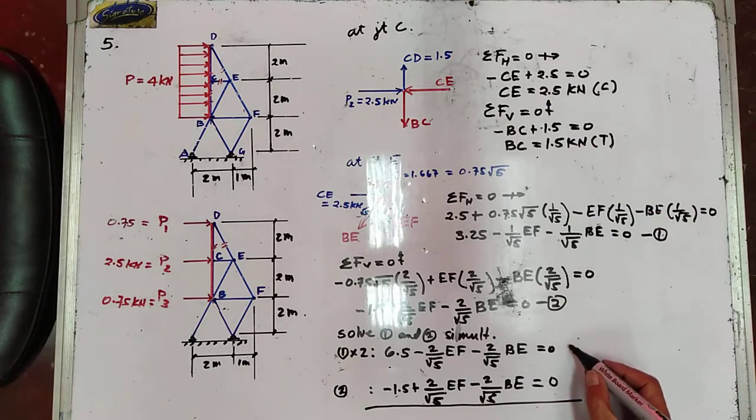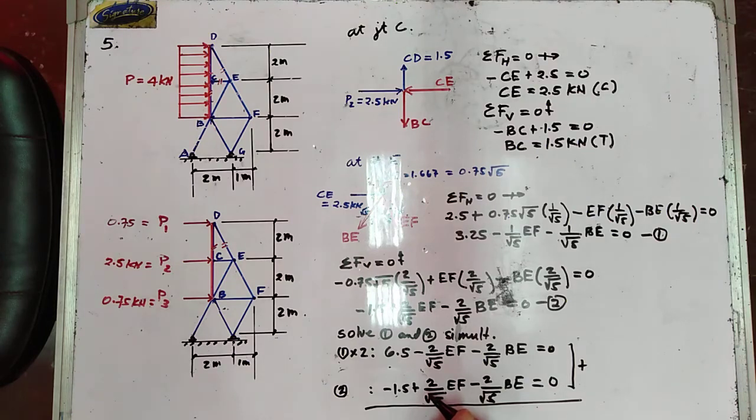So let us try to add the two equations. Then this is equal to, so we have 6.5 and then 1.5 is 5. So this is 5. So this will be 0. So minus 4 over the square root of 5, the square root of 5, this is BE, and that one is equal to 0.